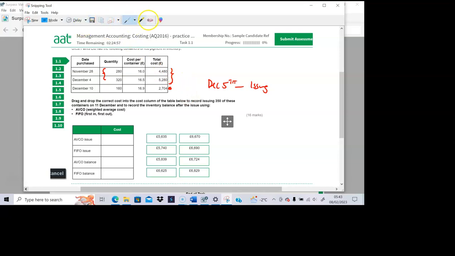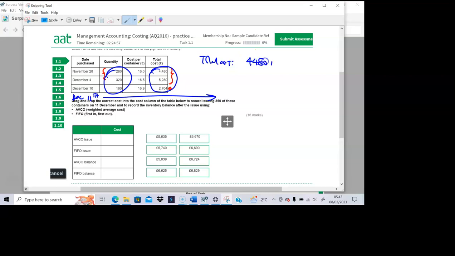But this question is slightly fair in that the issue takes place after all these goods have come in on December the 11th. That's when the issue happens. So we can, just being what it says, the average, add that total cost together. So we can say 4480 plus 5280 plus 2704. And then we divide all of that by the quantity to find this average cost: 280 plus 320 plus 160.